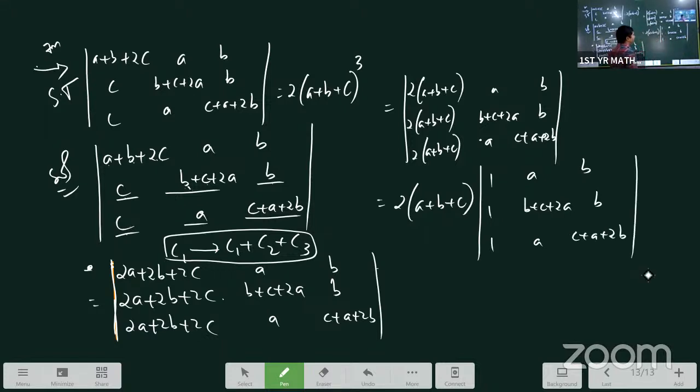Now, the most important thing is, whenever I took common, I got ones. Whenever I get ones in a column, you have to do row operations. If I get ones in a row, 1, 1, 1, suppose, you have to do column operations. And out of 3 ones, you make any 2 of them 0. This is very important. Is it clear? So here, I'm going to apply the operation as R1 tends to R1 minus R2, and R2 tends to R2 minus R3. Simultaneously, I'm applying both the operations. Is it clear? So that is the thing.